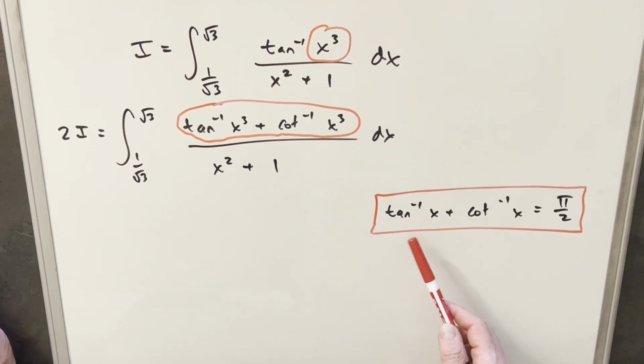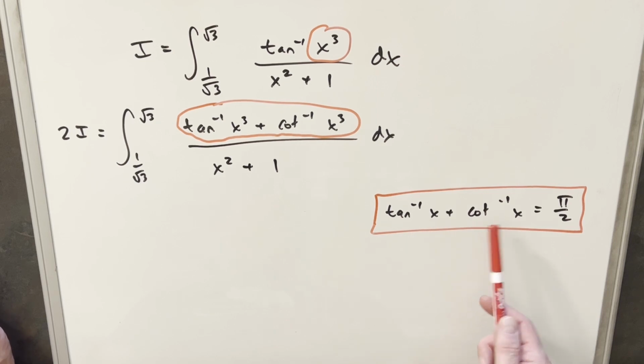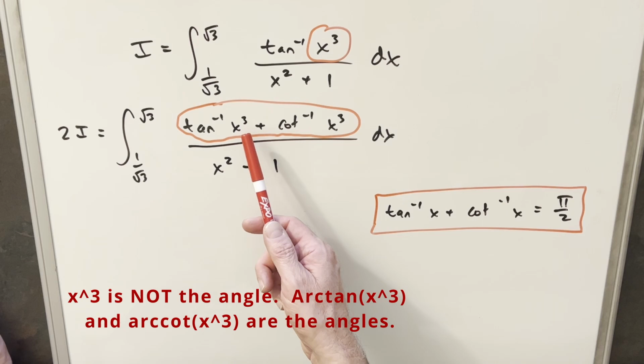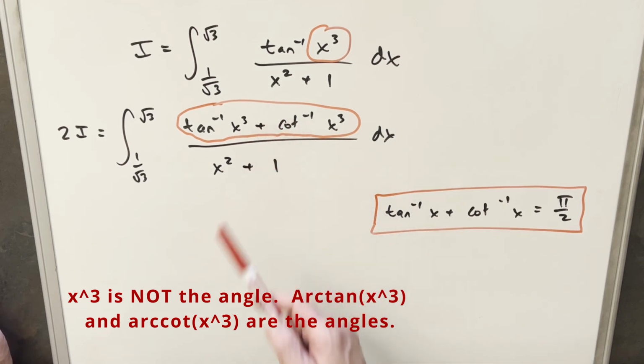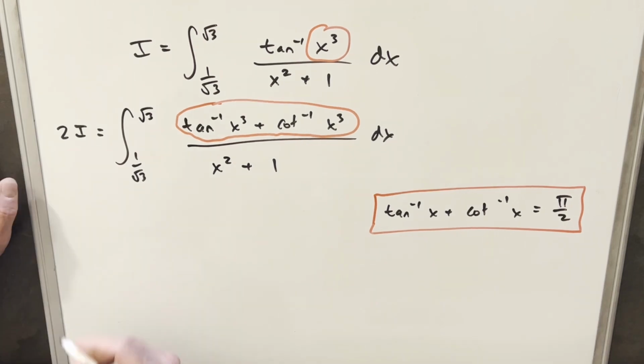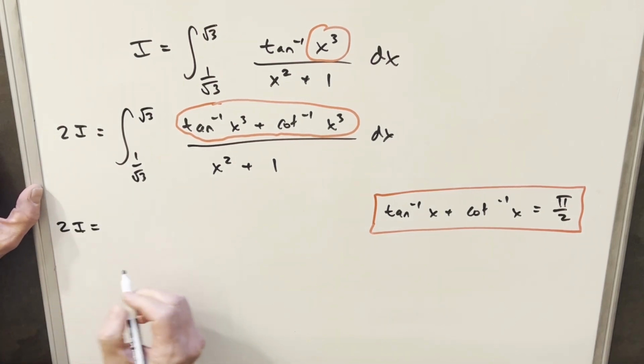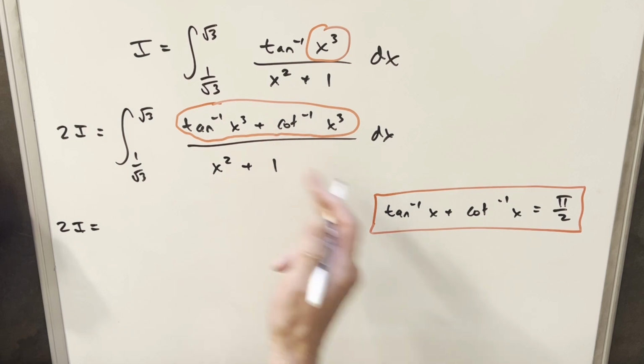We have this formula over here to the right that says arctan plus arccotangent is equal to pi over 2. Well, this is going to work for any angle at all. So we've got x cubed here, but this is still going to work. Our numerator is actually pi over 2. So using this and just rewriting, I can put pi over 2 in the numerator, but that's just a constant value.